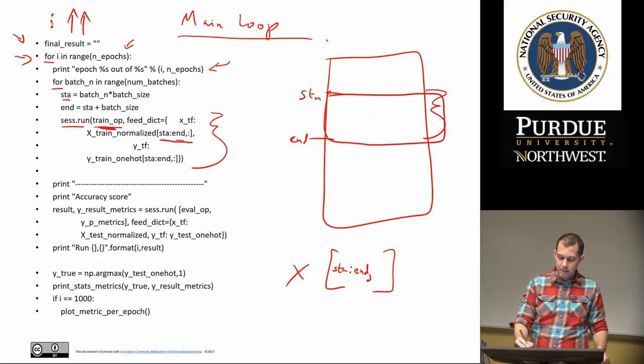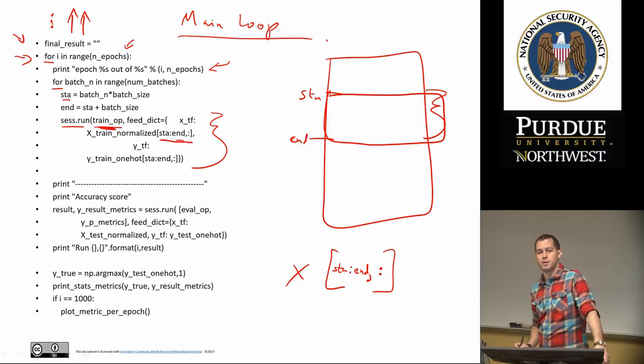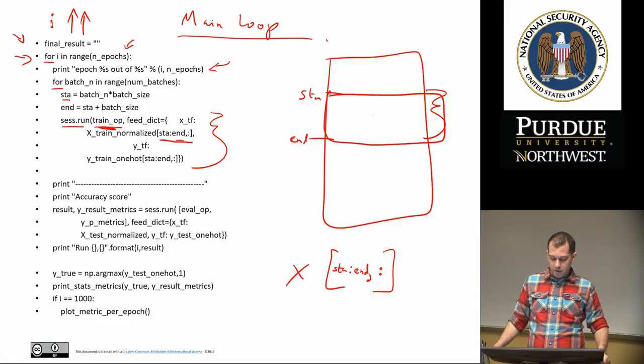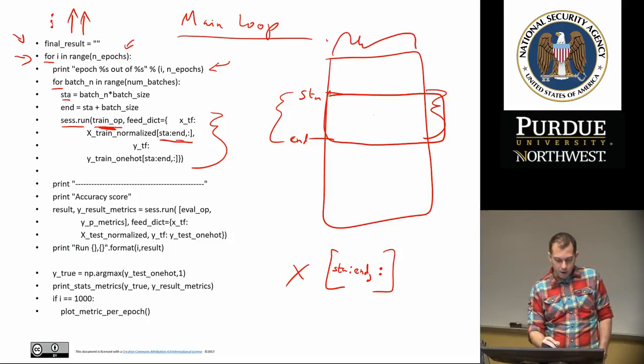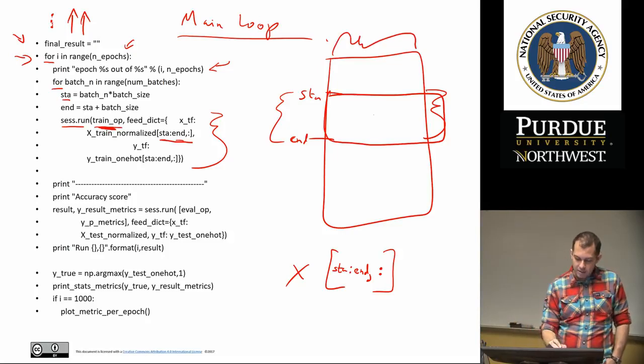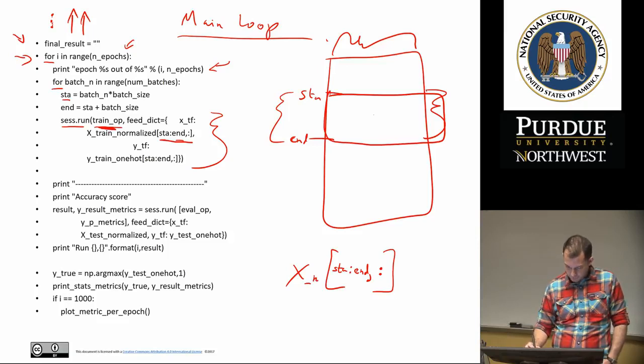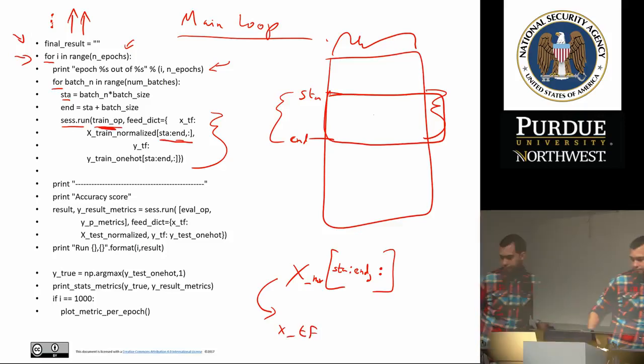But how do we tell it to get all the columns? Well, we learned in a previous video that all we have to do is provide a colon. By providing that colon, we're saying, okay, from all the rows, from start to end, and all the columns. That way, we can slice out the data from X train normalized and plug it into XTF, which is the graph.